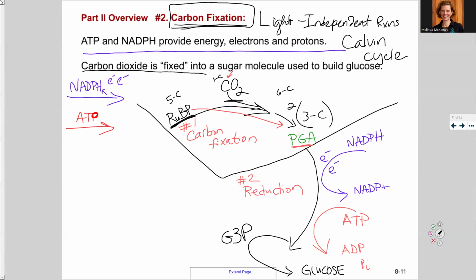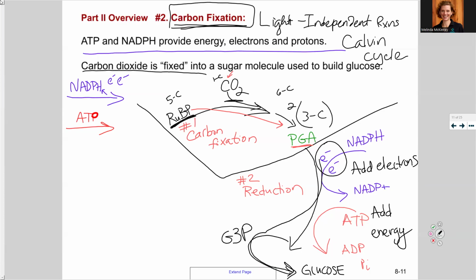So that's reduction. We're bringing in the energy, right? Add electrons. Just going to write it out. Add energy. So the light energy was transferred to these electrons, which is now transferred into this molecule, which is going to make glucose. The light energy also was trapped and put into this ATP molecule, which is going into this molecule, which is going to make glucose. So that's how we're getting the chemical energy in glucose from light.